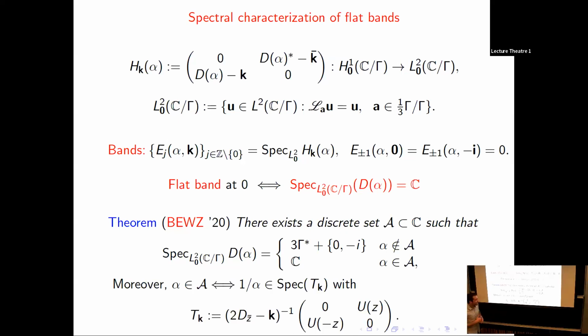And moreover, and that's maybe the more interesting part here, there exists an operator T_k. Okay, so I choose a k which is actually not in that set. In that case, I can look at this inverse and the eigenvalues of this operator, this compact operator, right?